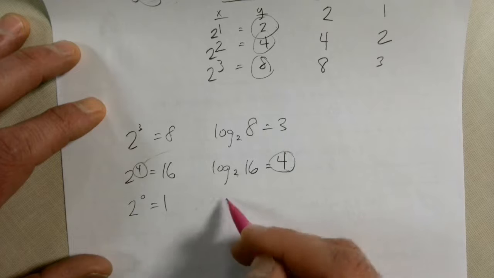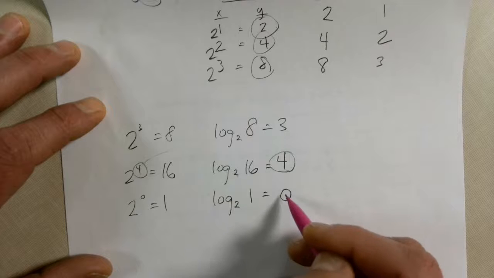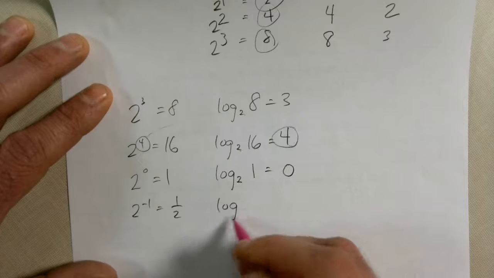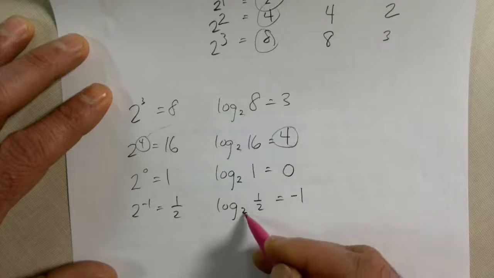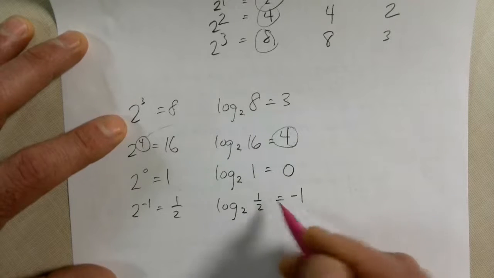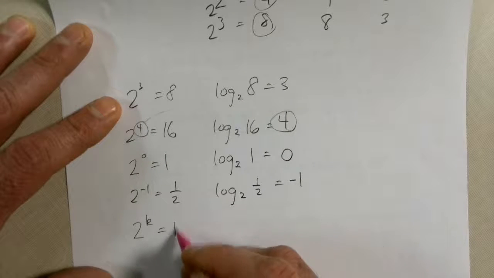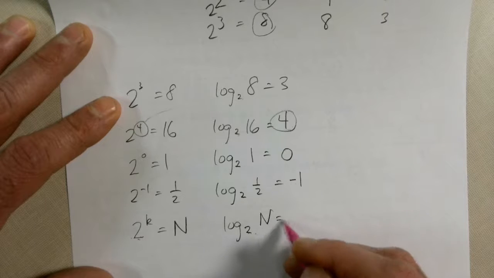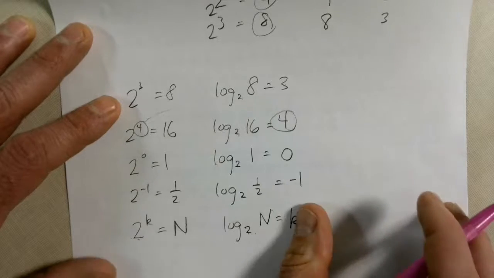So 2 to the 0 equals 1, and log base 2 of 1 equals 0. Let's do a little weirder one. 2 to the negative 1 is 1/2, and log base 2 of 1/2 equals negative 1. This is the inverse. Now let's generalize it. 2 to the k power is a number n. Log base 2, this 2 has to be there, of n is equal to the exponent. The log gives you the exponent.